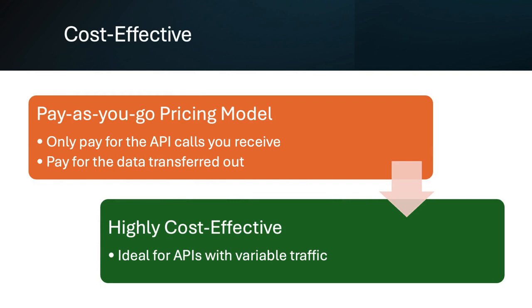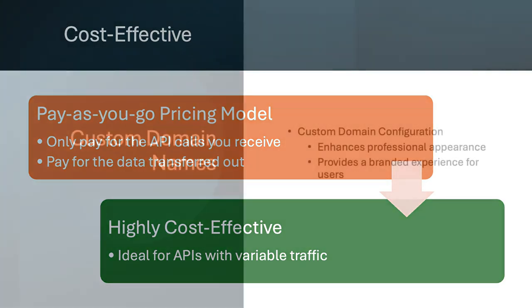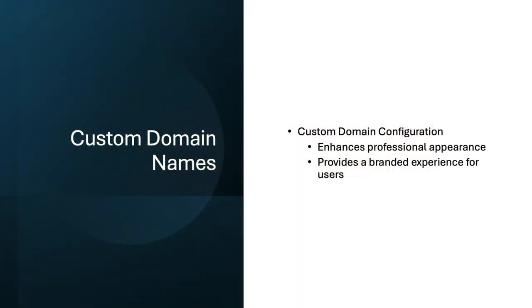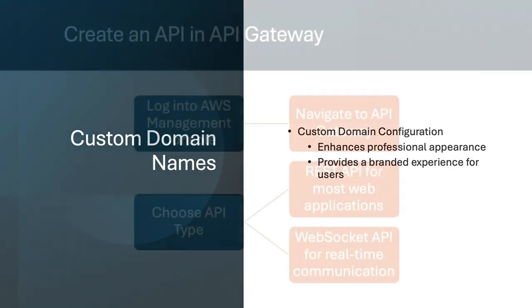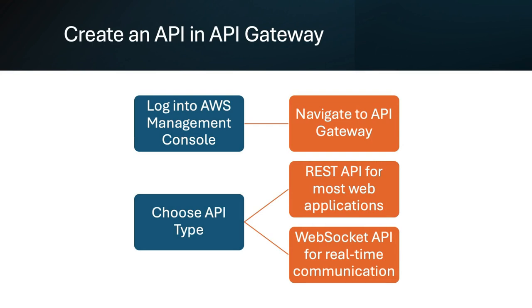Our cost-effective API pricing model is based on a pay-as-you-go approach. You only pay for the API calls you receive and the data transferred out, making it ideal for APIs with variable traffic. API Gateway lets you set up custom domain names for your APIs, offering a professional and branded user experience. To manage an API with AWS API Gateway, log into the AWS Management Console and navigate to API Gateway.